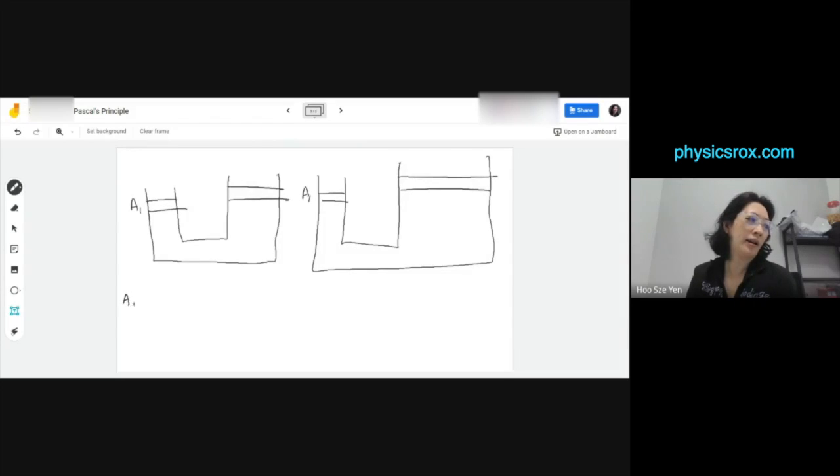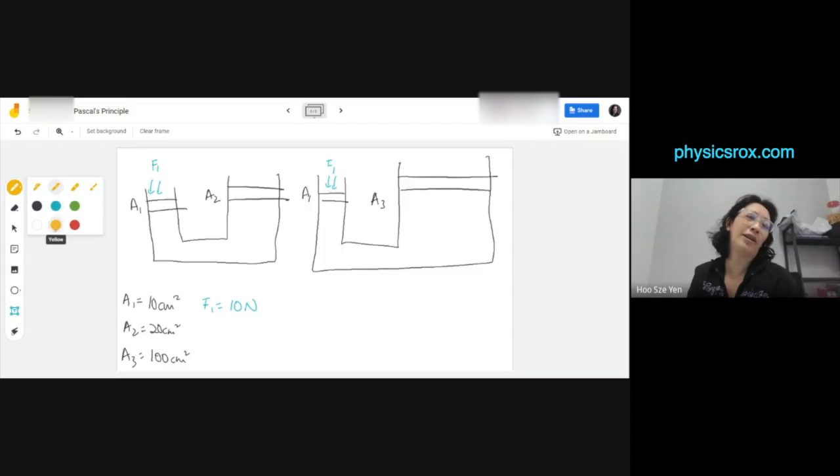So let's say A1, I'll just put numbers here so it's easier to visualize. Say 10 cm squared. Let's say A2 is 20 cm squared. Let's say A3 is 100 cm squared. Let's say we apply the same amount of force over here. Say F1 is 10 newton. Why are you cm? Never mind, I'm not going to change the SI unit because I'm very lazy. Let's say the pressure applied then is F1 over A1, 10 newton over 10 cm squared. That gives us 1 newton per cm squared.